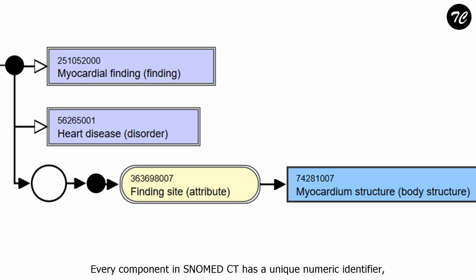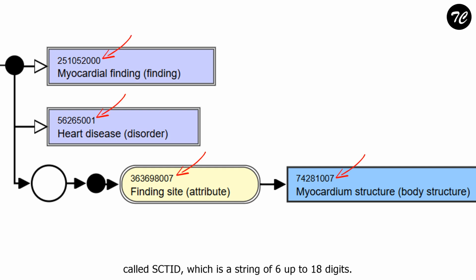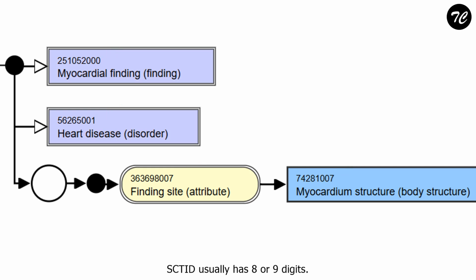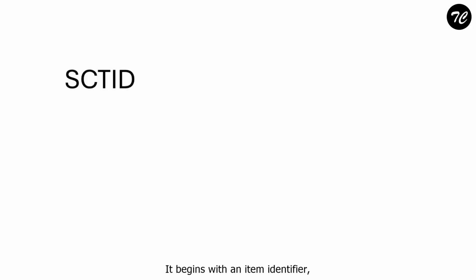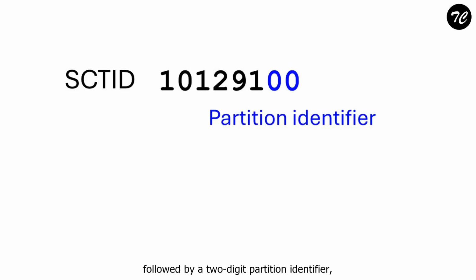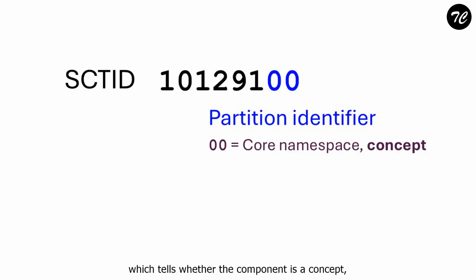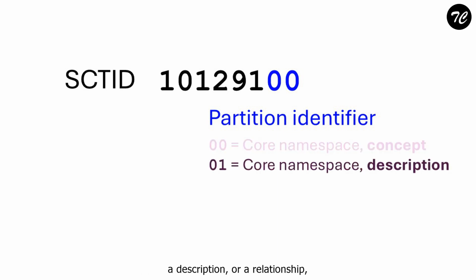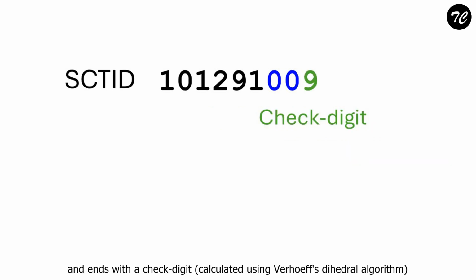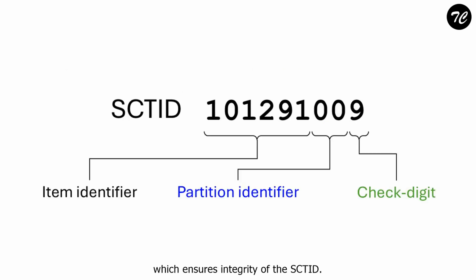Every component in SNOMED-CT has a unique numeric identifier, called SCTID, which is a string of 6, up to 18 digits. SCTID usually has 8 or 9 digits. It begins with an item identifier, followed by a 2-digit partition identifier, which tells whether the component is a concept, a description, or a relationship, and ends with a check digit, calculated using Verhoeff's dihedral algorithm, to ensure the integrity of the SCTID.